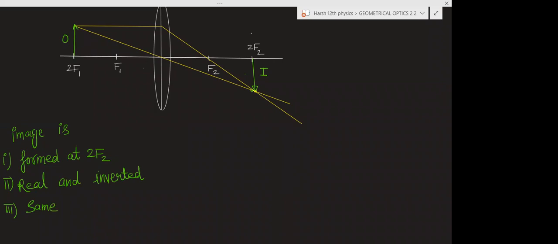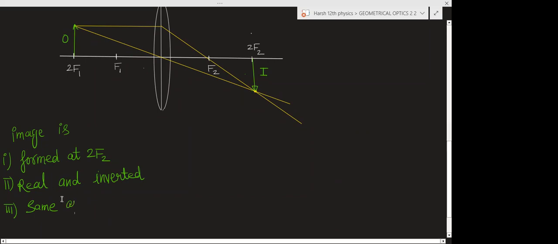I was asking what is SAM? You wrote SAM first. Actually, that is not Sam. It is same size, same size as the object.